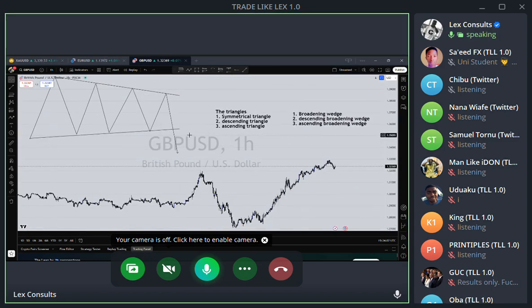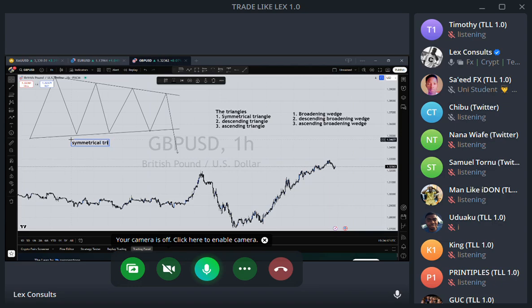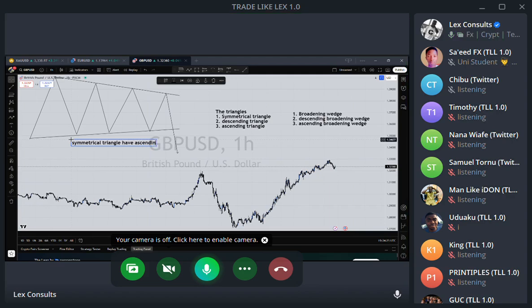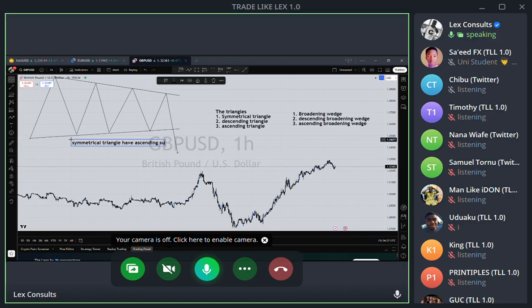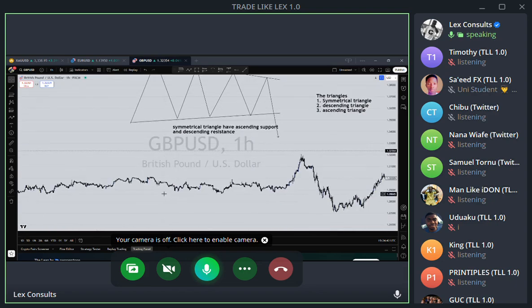So the symmetrical triangle has ascending support and descending resistance, as you can see. That is how the symmetrical triangle is.